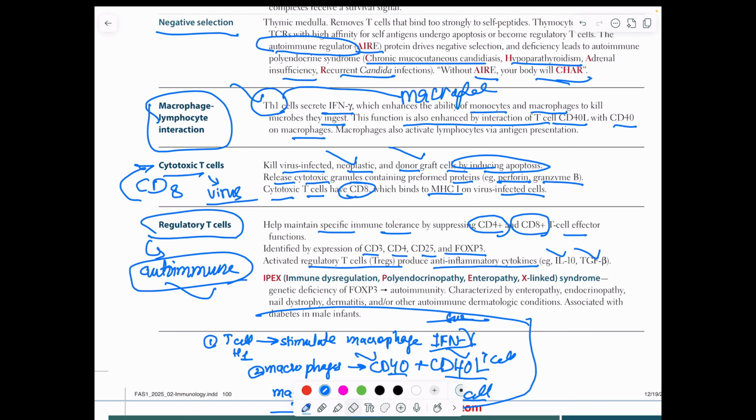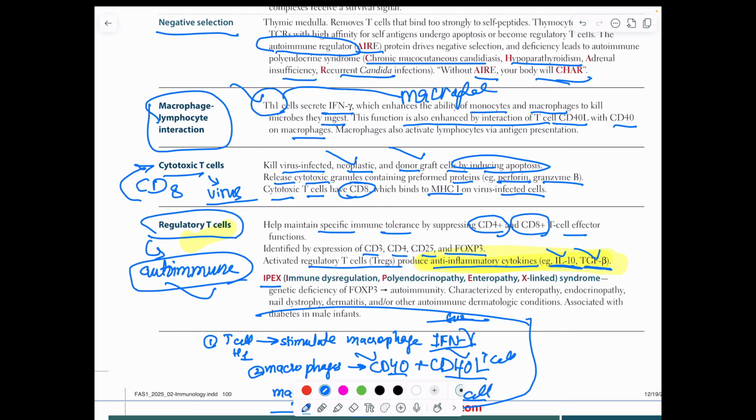This is a very important thing. What are anti-inflammatory cytokines? There are two types of cytokines, the pro-inflammatory and anti-inflammatory. Pro-inflammatory cytokines induce inflammation, and anti-inflammatory cytokines stop the inflammation. So the regulatory T cells are going to produce anti-inflammatory cytokines to stop the inflammation and regulate and maintain against autoimmune reactions. That is interleukin 10 and transforming growth factor beta.